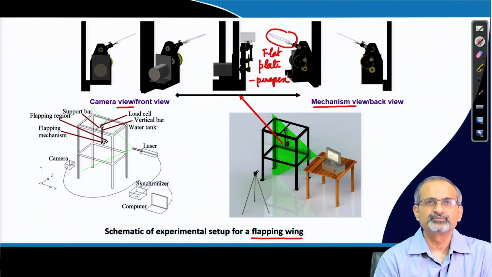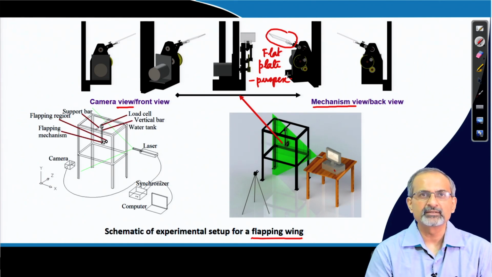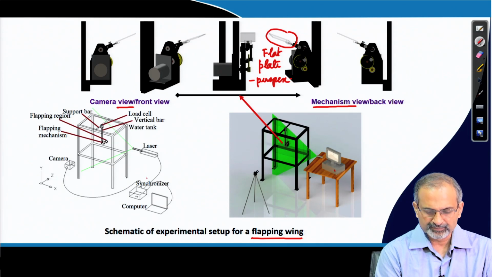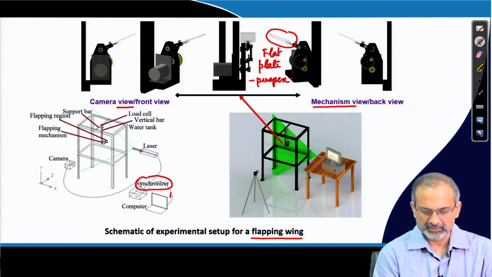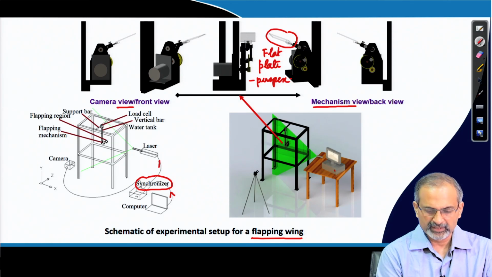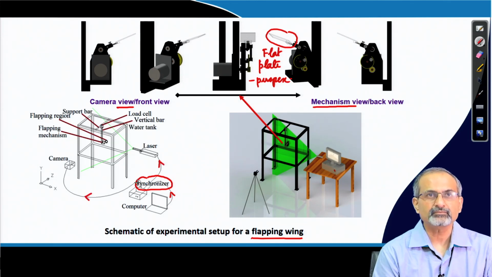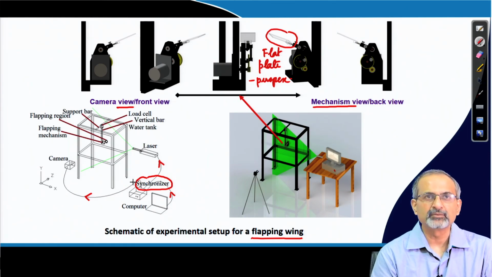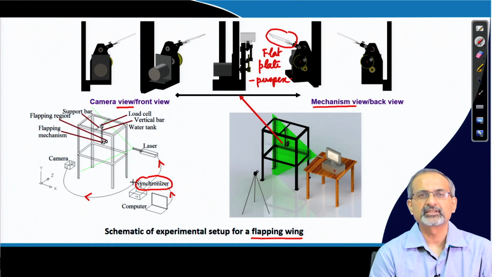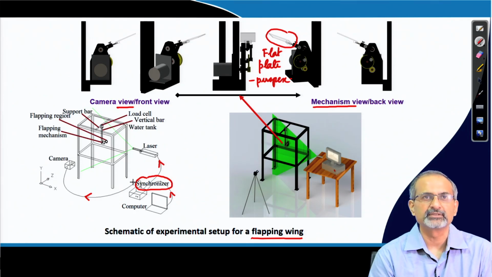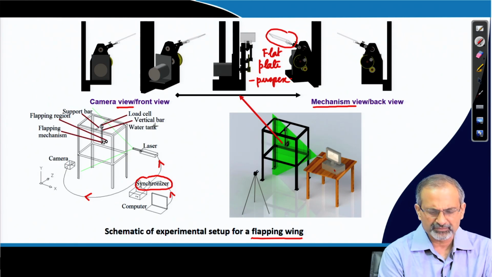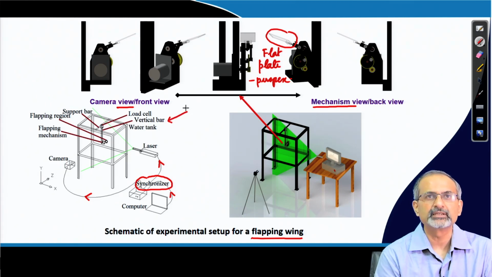You will have a camera or cameras looking at the light sheet, and there will be a synchronization like what you see over here, where the synchronizer receives commands from the computer and accordingly triggers the laser and the camera. Thereby, as the plate flaps when it is immersed in water, it will displace the tracer particles in and around it, creating a velocity field, and you are actually going to capture that velocity field using the PIV system. So, different parts of the entire setup are indicated over here.